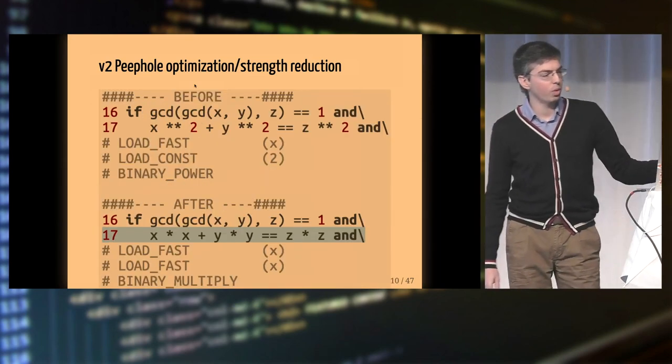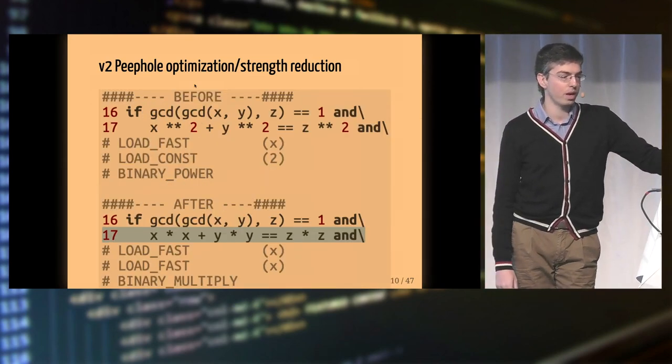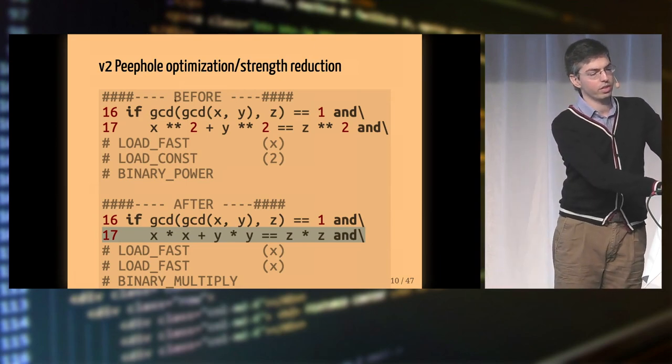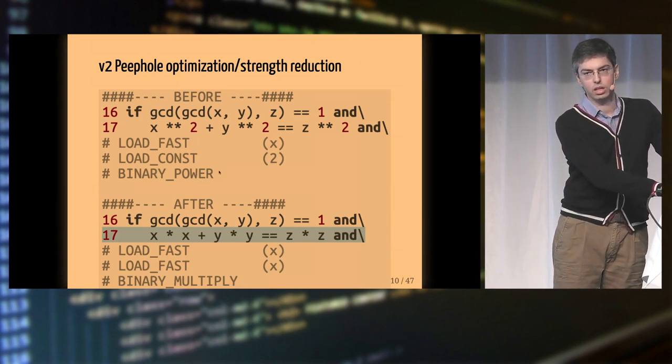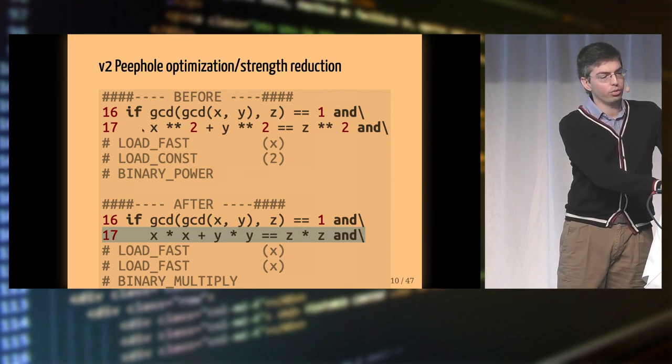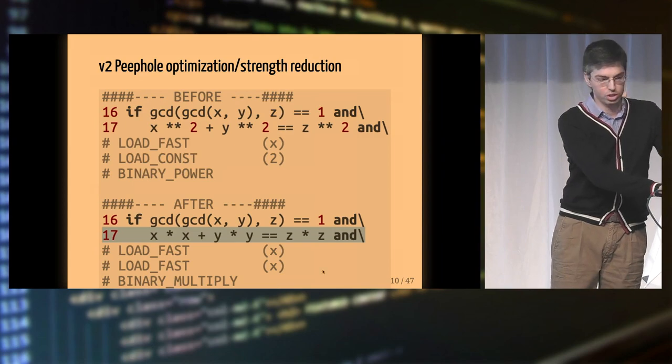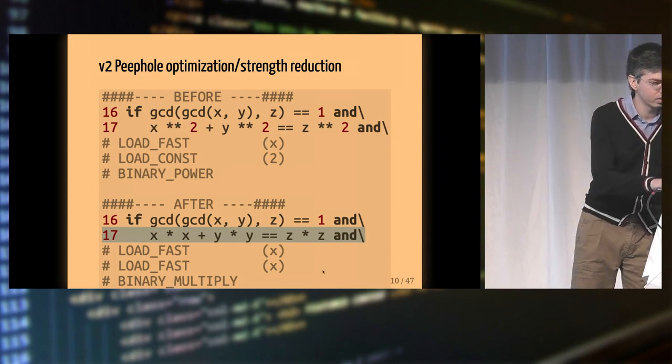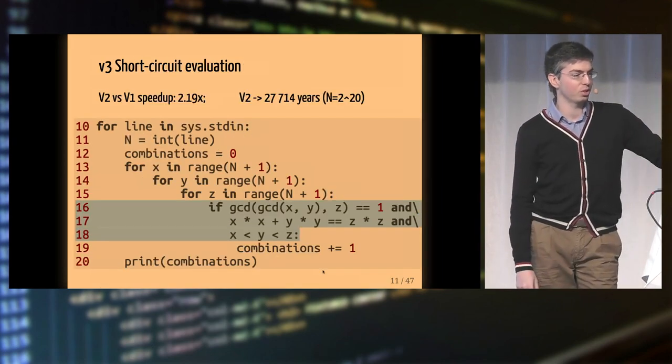In our case, we will change the exponentiation by multiplication. Here we can see the commented lines. This is the bytecode that the CPython interpreter uses. We will see more on that later. And on the first version, we were using binary power. And on the second version, this uses binary multiply, which is faster. How much faster? 2.19 times. Good.